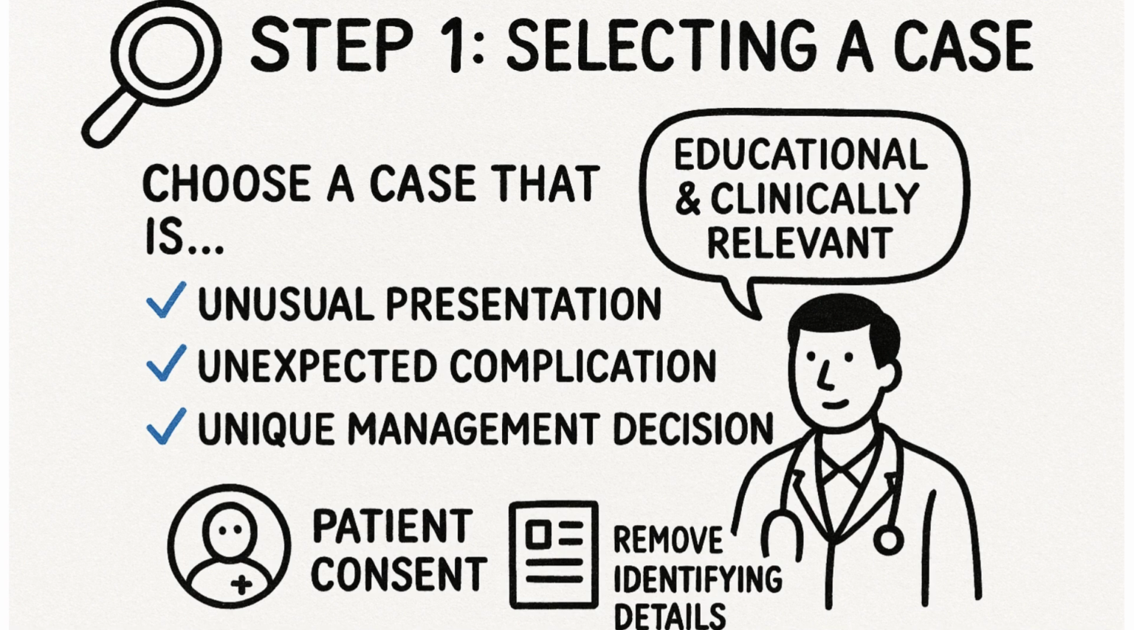Step 1, selecting a case. The very first step is choosing the right case. And here's something important. A case doesn't always have to be extremely rare. Instead, it should be something not straightforward. Maybe an unusual presentation of a common disease, an unexpected complication, or a unique management decision. The case should be educational, clinically relevant, and unique enough to add value. This is what increases your chance of publication.